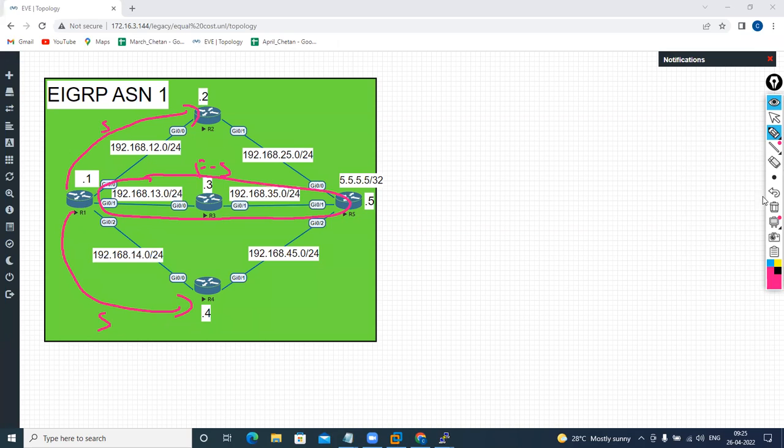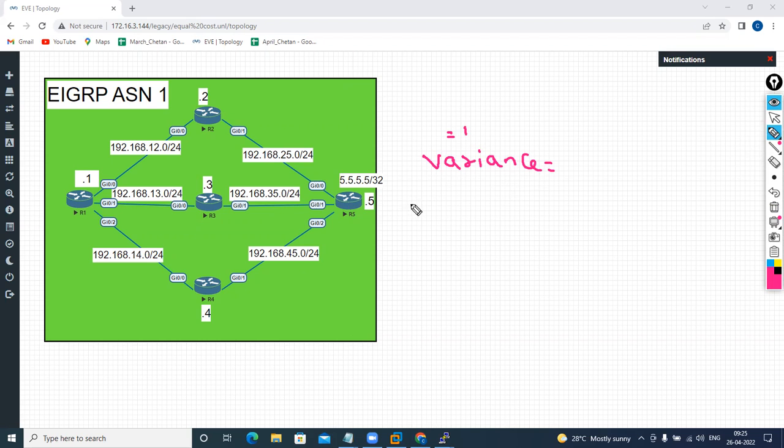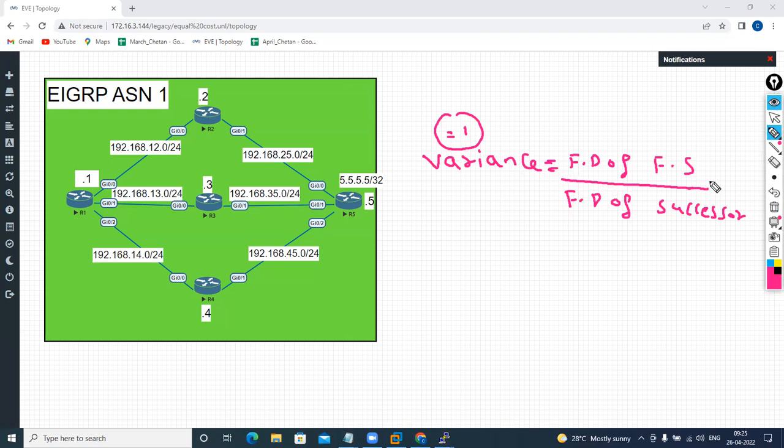Clear? Now, what do we mean by unequal cost load balancing? Bringing your feasible successor route from the topology table to the routing table. Now, how to do that? You need to configure a parameter called variance. I showed you by default, the value is 1. Now, how to calculate this variance? Variance is the feasible distance of the feasible successor divided by the feasible distance of the successor. This is the formula to bring your feasible successor route from the topology table into the routing table.